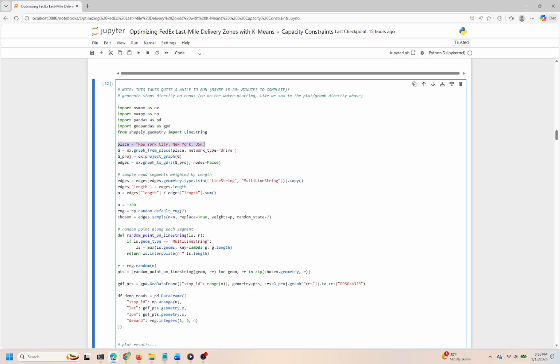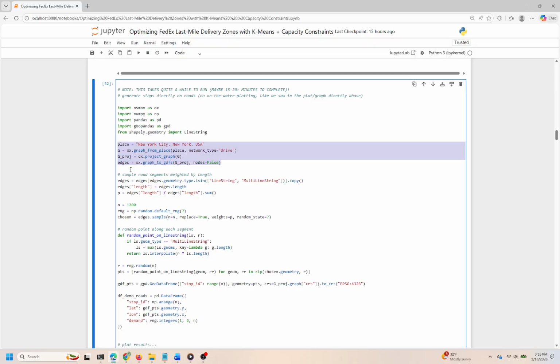We start by importing the necessary libraries, with OSMnx being central to retrieving the city's road network. After defining our area of interest, New York City, we create a directed graph representing this network, specifically designed for driving. We then project this graph to ensure that our coordinates are accurate. The next logical step involves converting this graph into a geodata frame that contains our road segments.